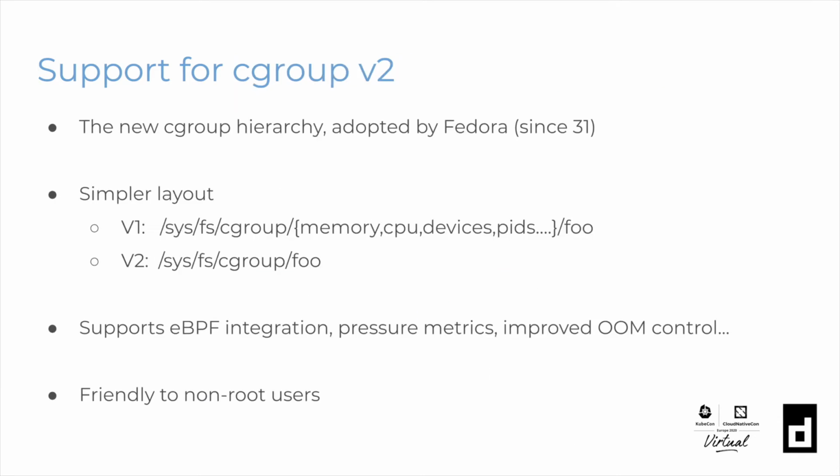And containerd 1.4 also brings support for cgroup version 2, which is a new cgroup hierarchy and already adopted by Fedora since Fedora 31. The cgroup version 2 has a simple directory layout compared to version 1, and also has a lot of features including eBPF integration. Cgroup version 2 is also friendly to non-root users as it supports delegating cgroup permission to non-root users.